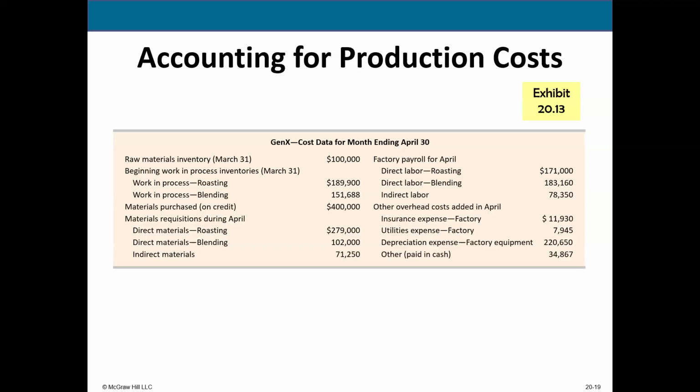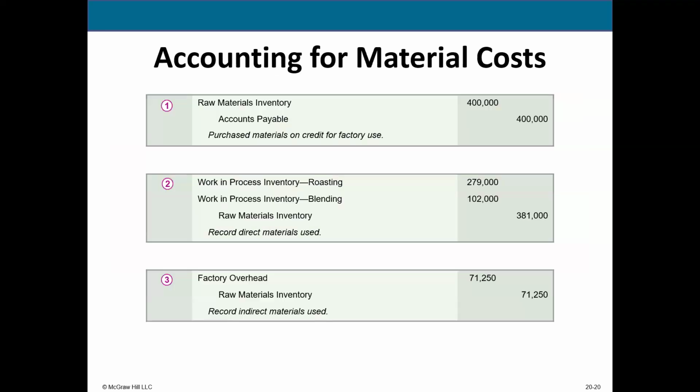So we take that data and we have to make some journal entries to help us to record the physical flow of the inventory as it moves through the departments. So the first thing we do is we account for the direct materials. So we have to allocate the direct materials. The first transaction we see here is we're purchasing raw materials. So we debit raw materials inventory and we credit accounts payable.